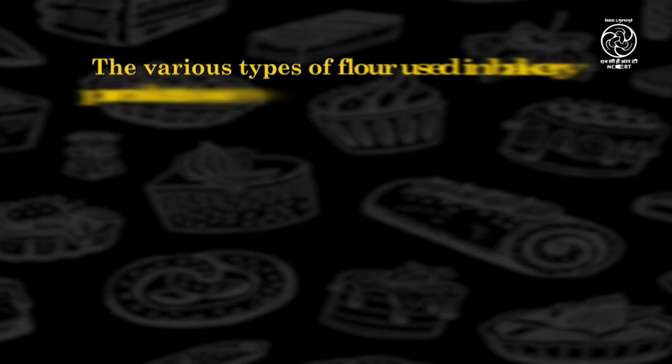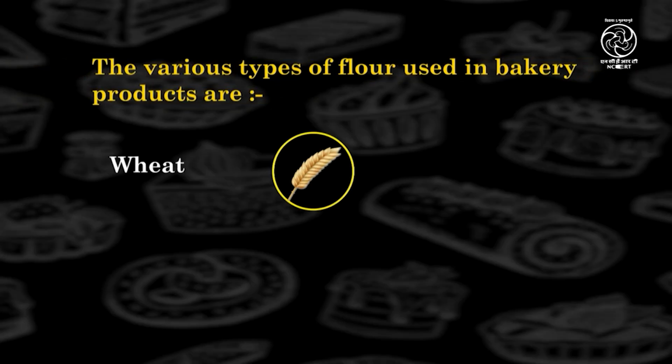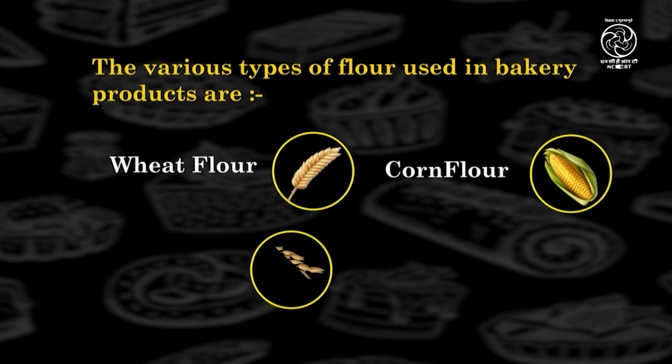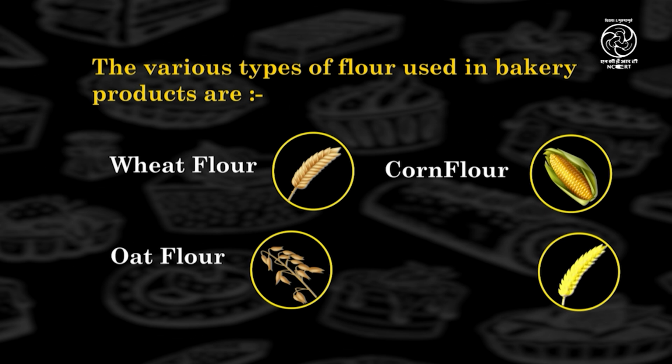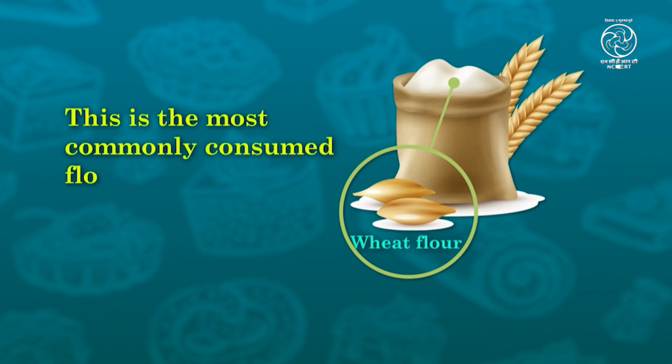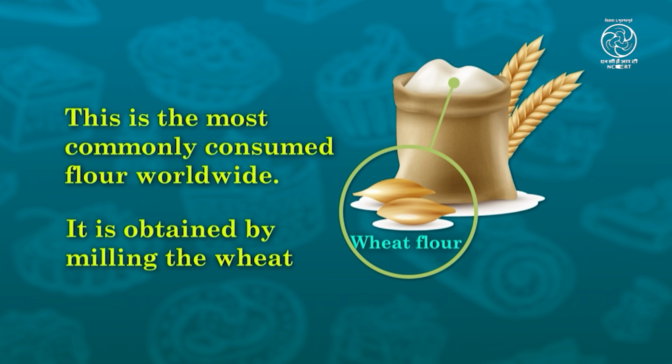The various types of flour used in bakery products are: firstly, wheat flour; second, corn flour; third, oat flour; and lastly, millet flour. Let us understand each of these flours in detail. First, the wheat flour. This is the most commonly consumed flour worldwide, more than any other type of flour. It is obtained by milling the wheat grain.